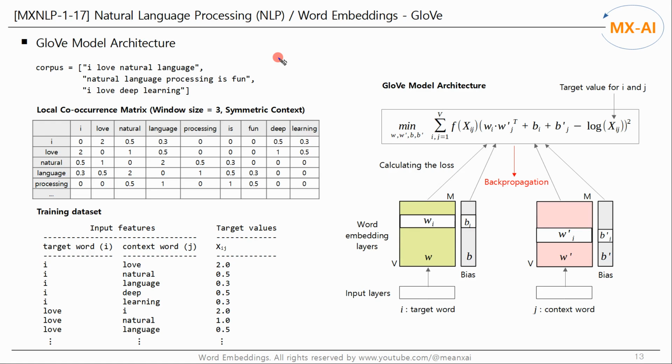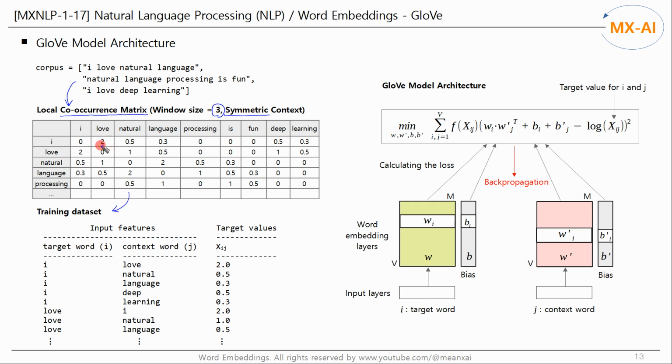Now that we've derived the complete objective function, let's see how it fits into the overall GloVe architecture. First, let's take a look at the co-occurrence matrix shown here. This is the co-occurrence matrix we generated in the previous video from our simple corpus using a symmetric context window of size 3. From this matrix, we construct the training dataset.